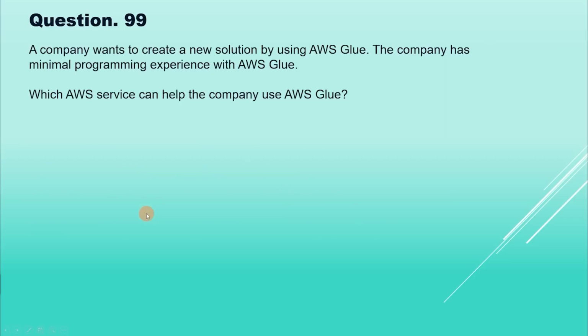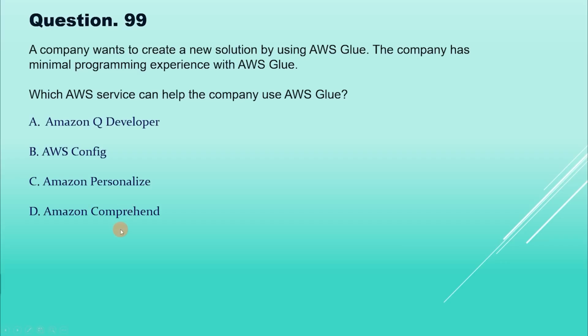Now question number 99. A company wants to create a new solution by using AWS Glue. The company has minimal programming experience with AWS Glue. Which AWS service can help the company use AWS Glue? And here are the options. Option A, Amazon Q Developer. Option B, AWS Config. Option C, Amazon Personalize. Option D, Amazon Comprehend.